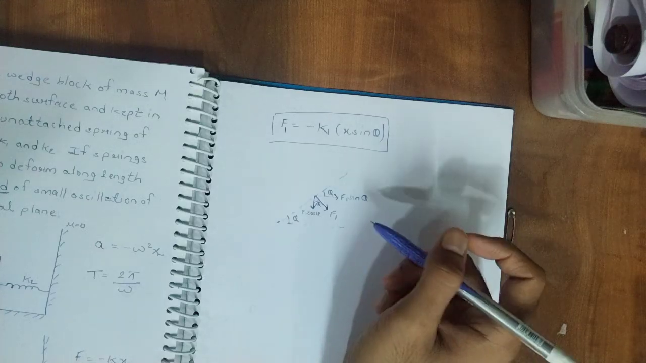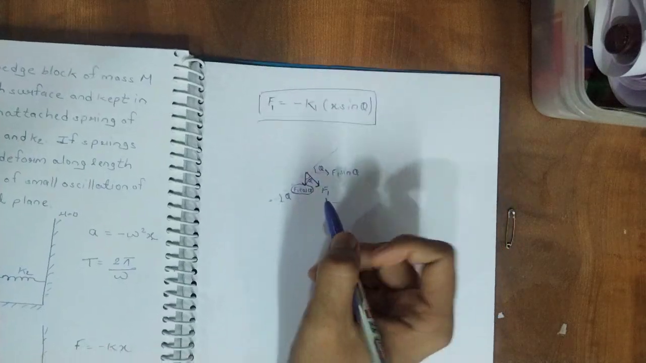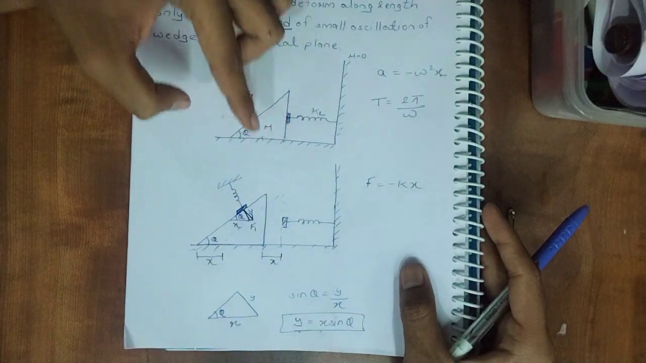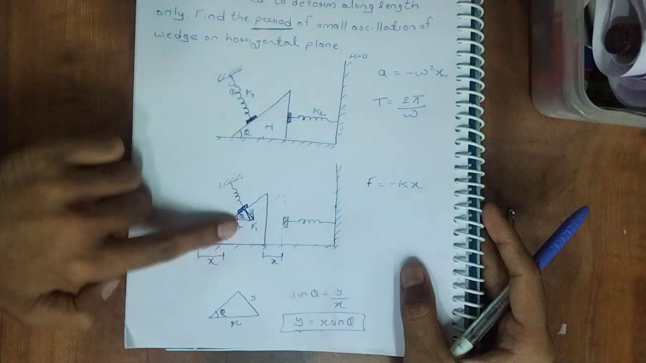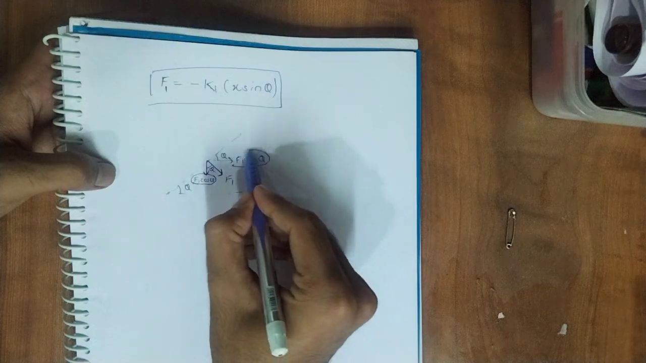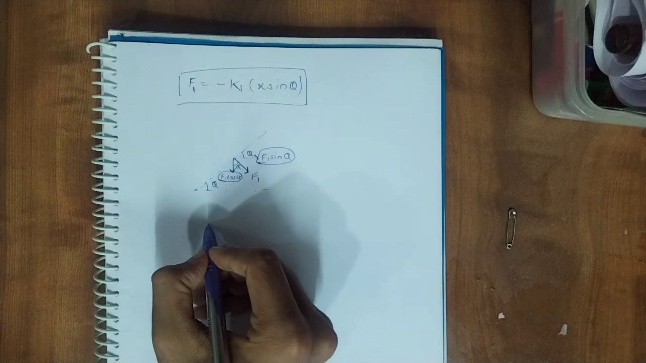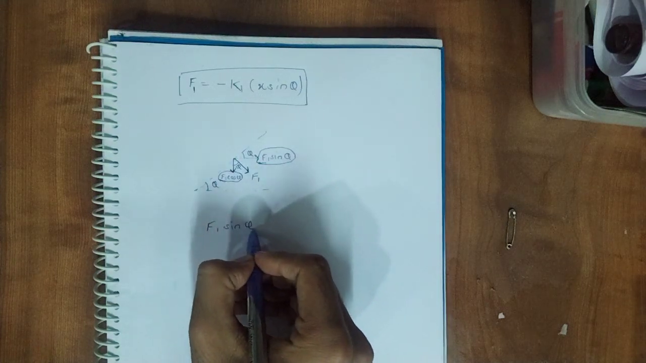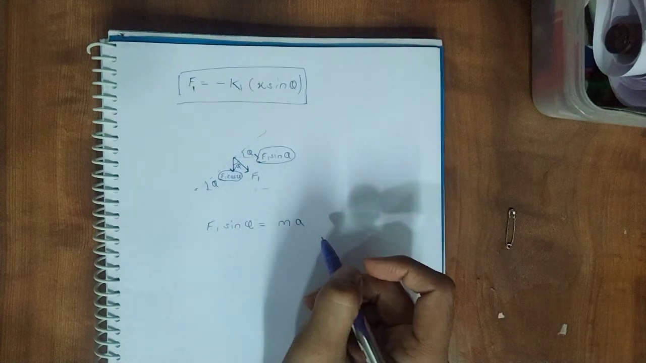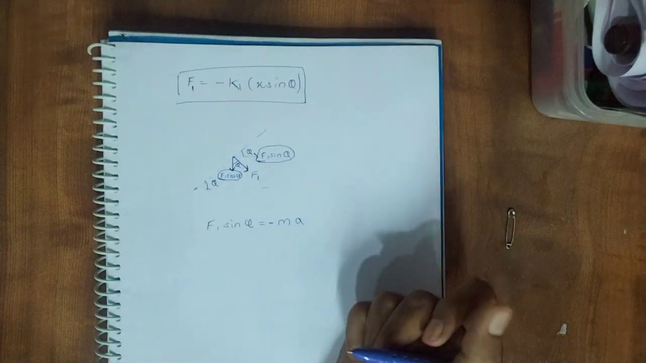Okay, so now you see this F1 cos theta will not affect the motion because this is towards the ground, towards this surface. So our motion is happening in the horizontal direction, not the vertical direction. So we will not take F1 cos theta, we will take F1 sin theta. So F1 sin theta is the net force, so this is equal to mass into acceleration. And because here it is a restoring force, I am putting a minus.